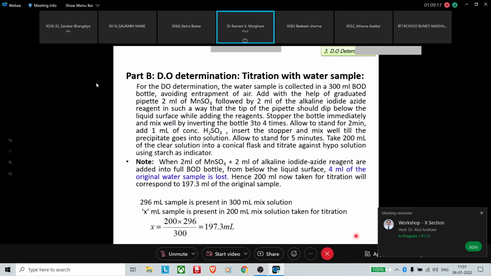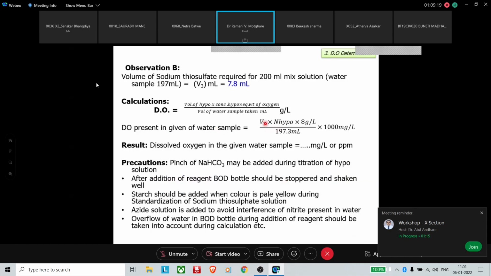Once you get that, you have to substitute this value here, V3. V3 is given here as 7.8 ml. So you write 7.8 into the normality of hypo which you got during standardization, divided by 197.3 ml into 8 into 1000. The blanks given here are to be calculated using these. Did you understand? Everyone got this? Yes, ma'am.